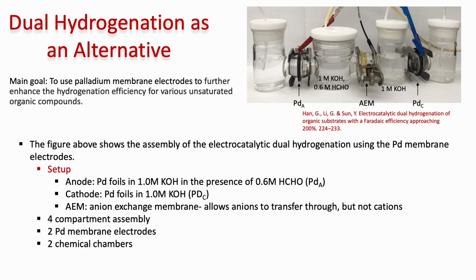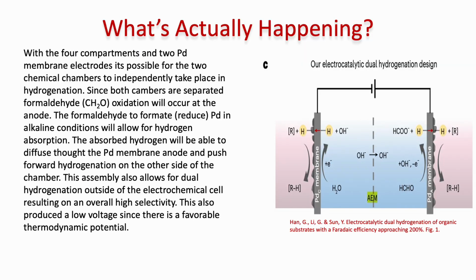As you can see, this is a 4-part assembly. We've talked about the 2 Pd membrane electrodes, and then there's 2 chemical chambers, which we'll talk about next. So what's actually happening? The picture on your right shows all the ions that are actually transferring through and the actual mechanisms of what's happening in our experiment.